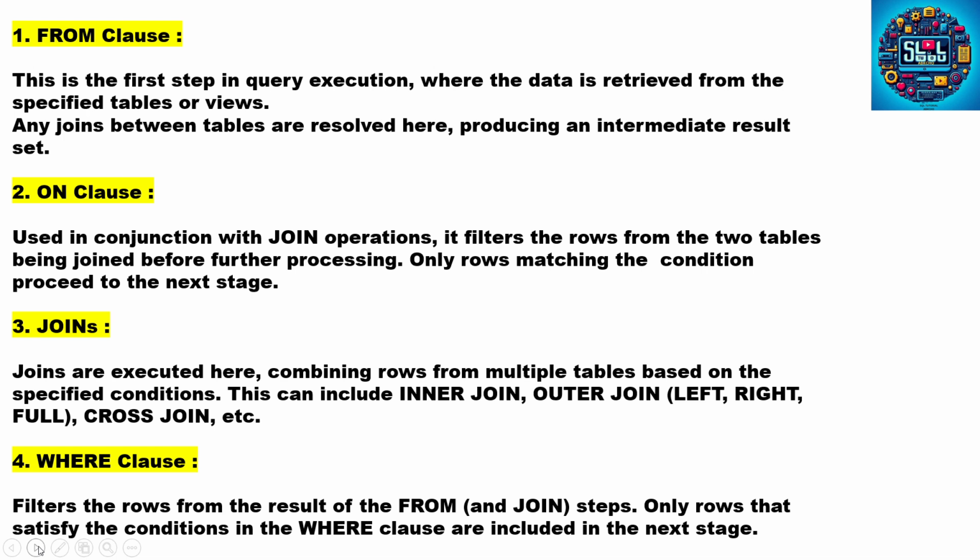And after the on clause, the join will start working. So what will join do? Joins are executed here, combining rows from multiple tables based on the specified conditions. According to the condition that you have provided in the on clause, the tables are going to be joined in the join clause. This can include inner join, outer join, left join, right join, full join, cross join, etc., based on your provided input. According to which join you want to do, it will combine the rows from the multiple tables at this particular stage of the query.